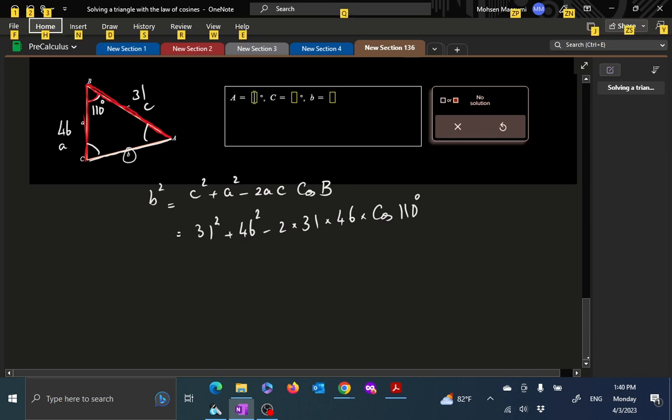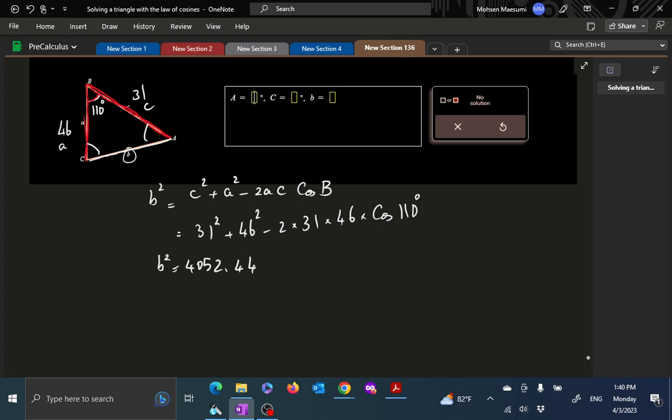So here I calculated B squared is equal to 4052.44, and then I take the square root of this quantity, and what do I get? I get 63.658, which you are going to round to 63.7. So once we get the side B, then I have A, B, and C. All three sides are given.